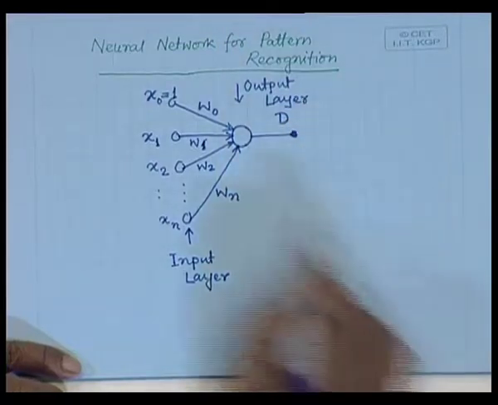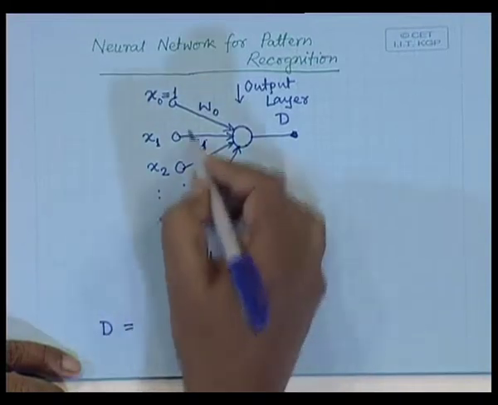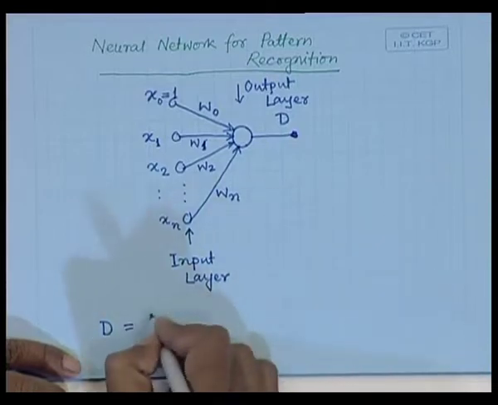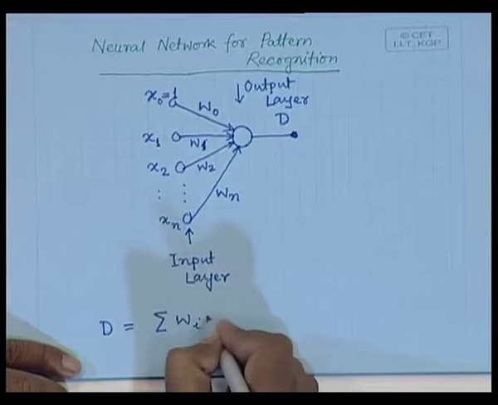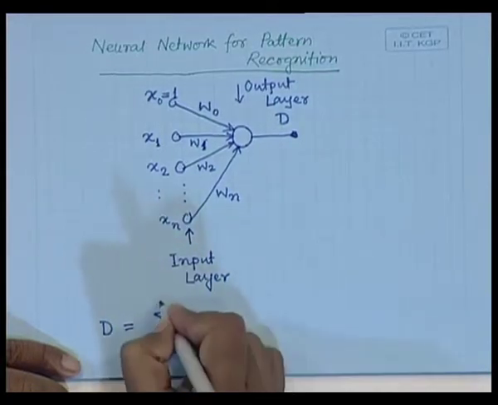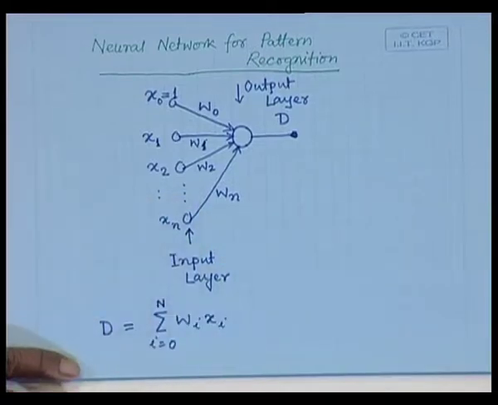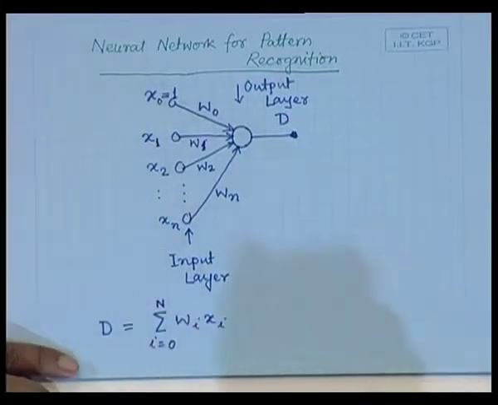okay, where D will be equal to the weighted sum of the input feature vector components. So, it will be simply the summation of W i x i, where i varies from 0 to n, okay, where n is the dimensionality of the feature vector and x 0, which is usually set to 1, is to take care of the bias weight, okay.